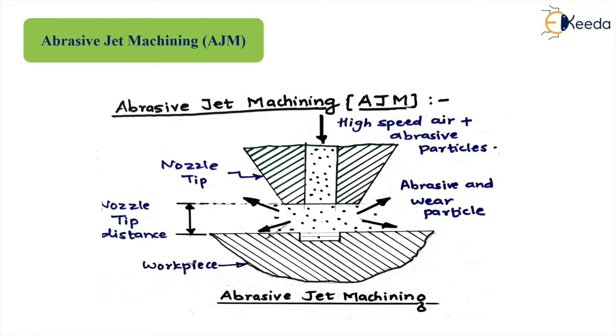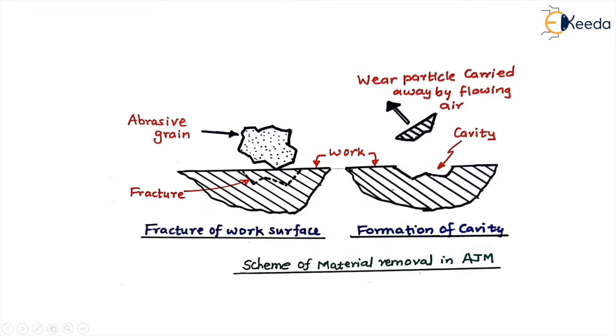The typical size of these abrasive grains is around 25 microns, and the air discharges at the pressure of several atmospheres. So let us see the mechanics of removal in the AJM. Here, when these abrasive particles are moving with very high velocity and they impinge on the work surface, a tiny brittle fracture is caused, and the flowing air is carrying away this dislodged chip or the wear particle of the workpiece.